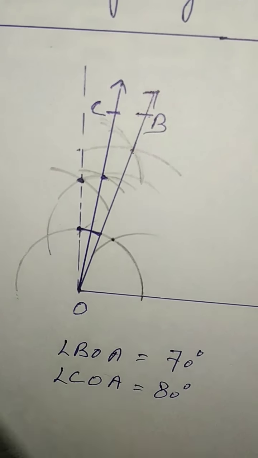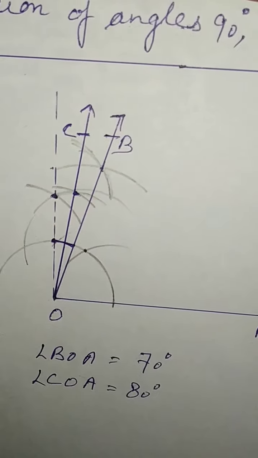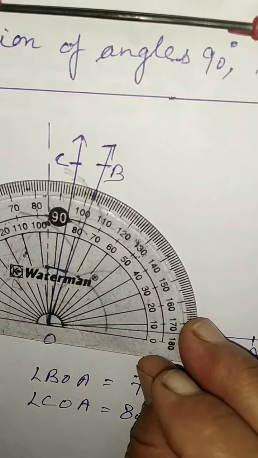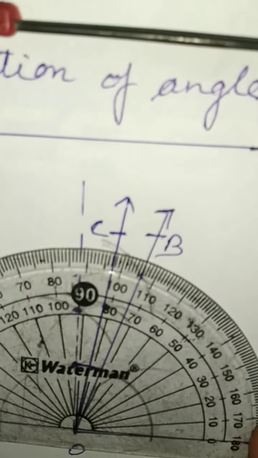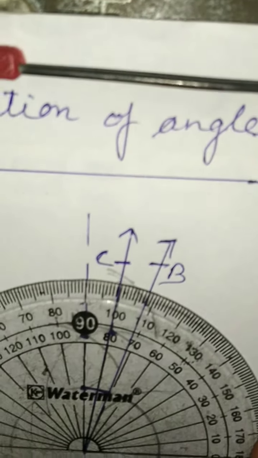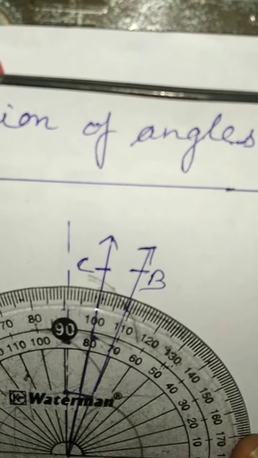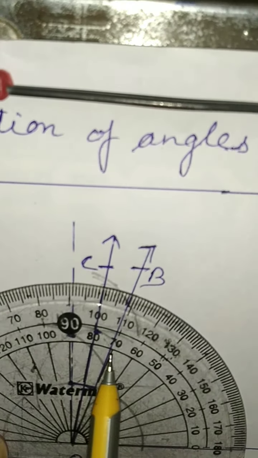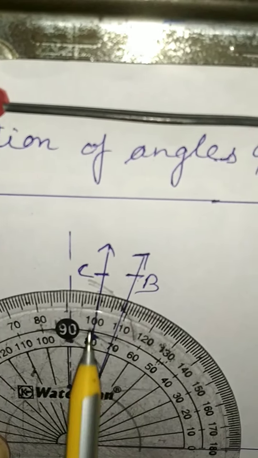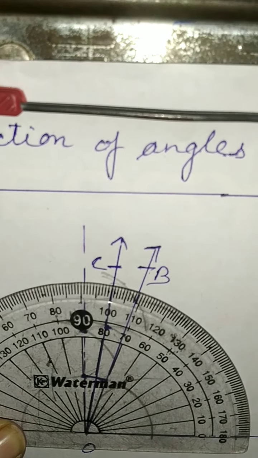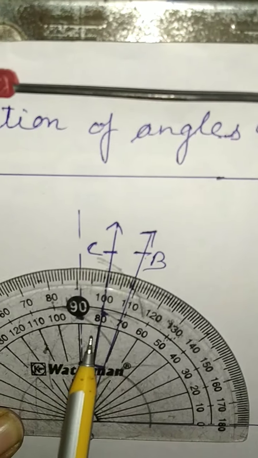I am showing this with the protractor also. C, this is 90 and this is exactly B of 70, and this COA is exactly 80 degrees.